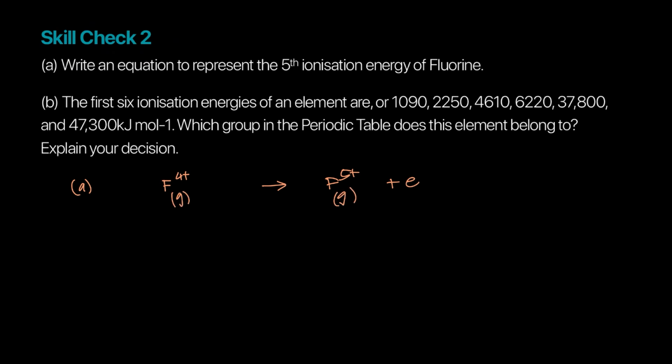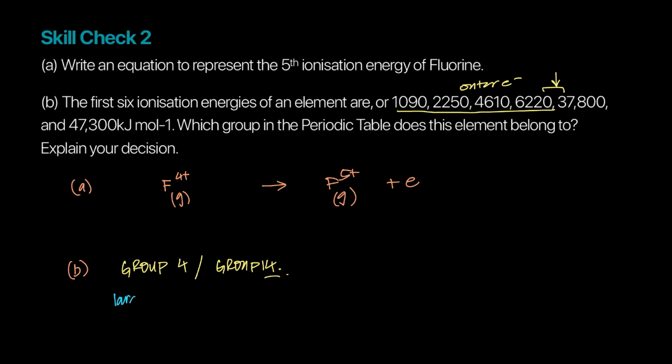For part B, first identify the largest jump, that is right there, which tells me that these 4 electrons are your outer electrons, which means this element is in group number 4, now known as group 14. Okay? And they're saying explain your decision. The explanation is simply this: there is a large jump between the 4th and 5th ionization energies.